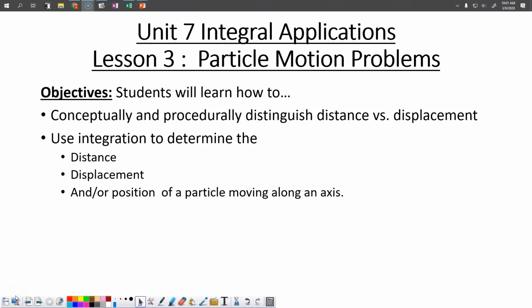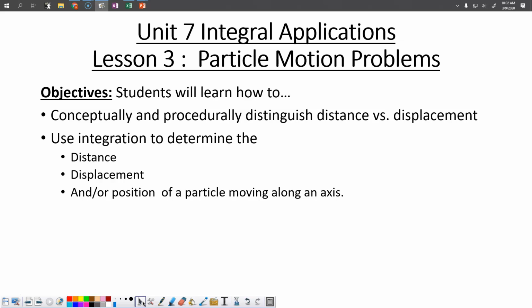We're going to do a special application of what we learned last class. We're going to see how it applies to particle problems in particular. We're going to be focusing on how we can use those integral functions that we used last time to deal with particle problems. What can they do for us there? And then also we'll be looking at comparing and contrasting the concepts of distance and displacement.